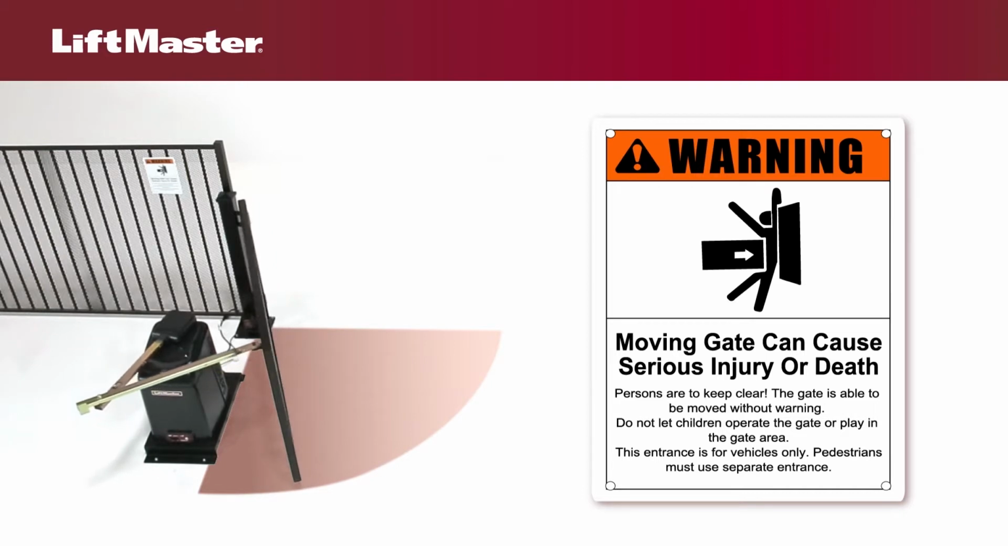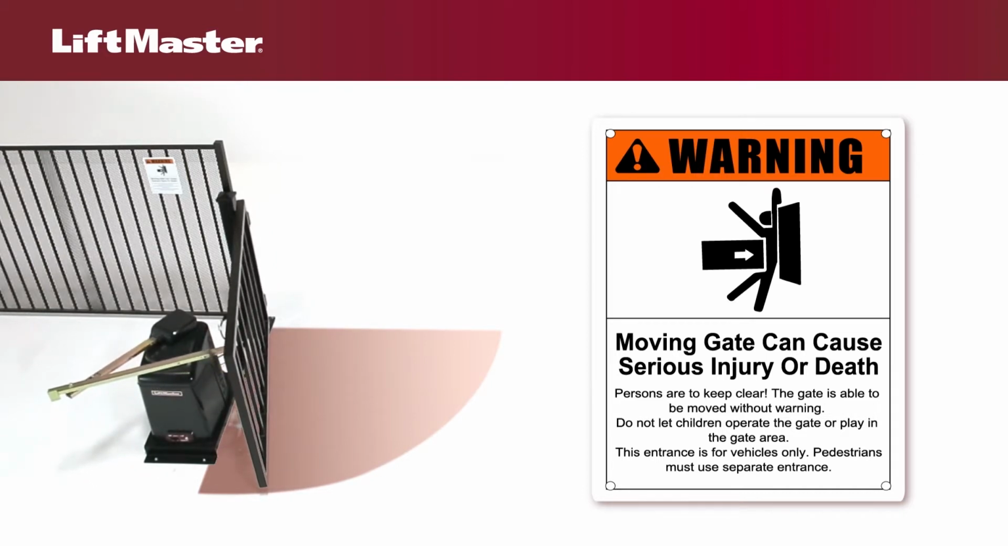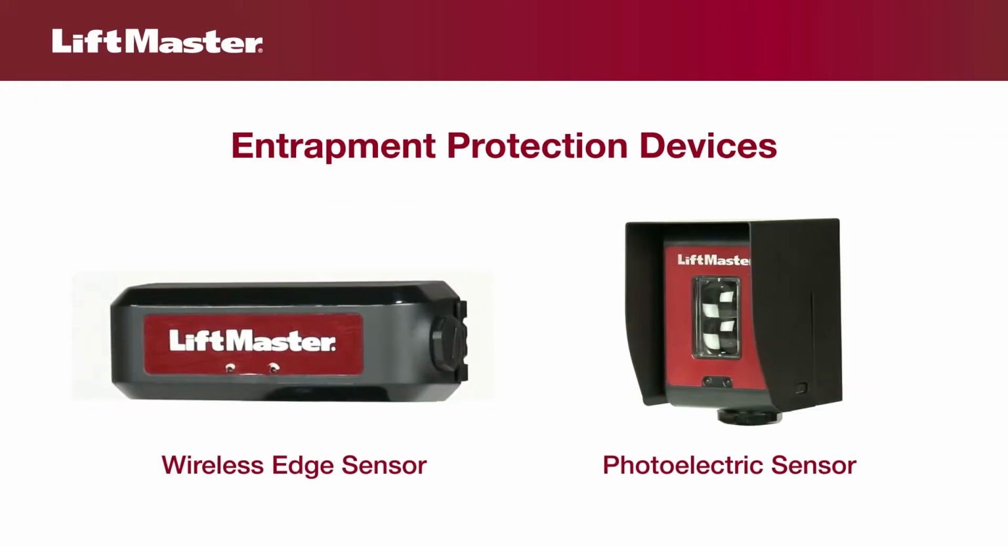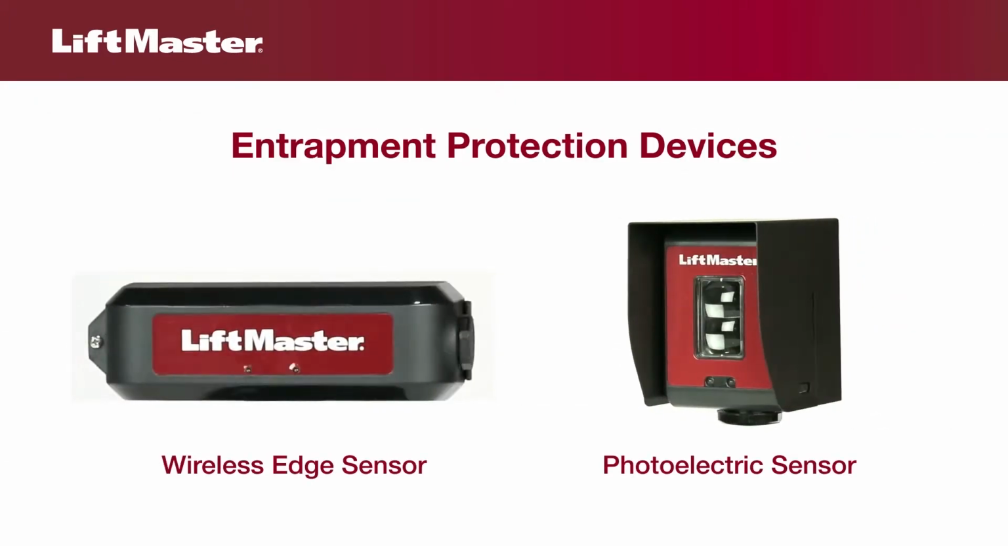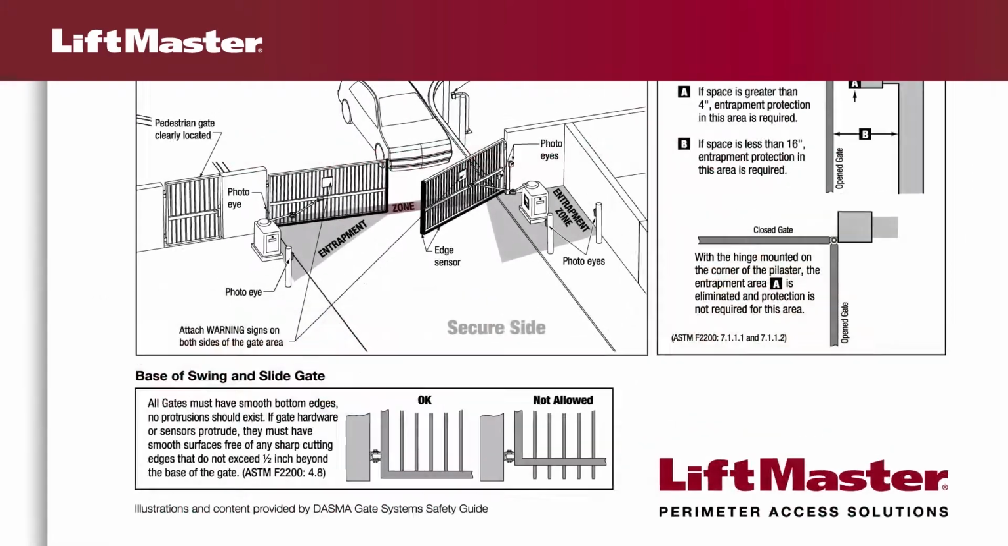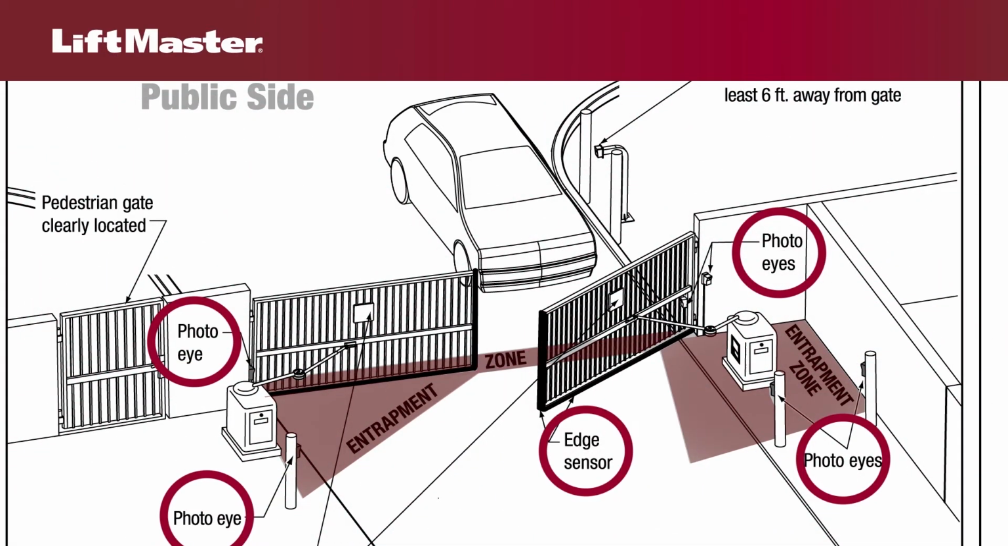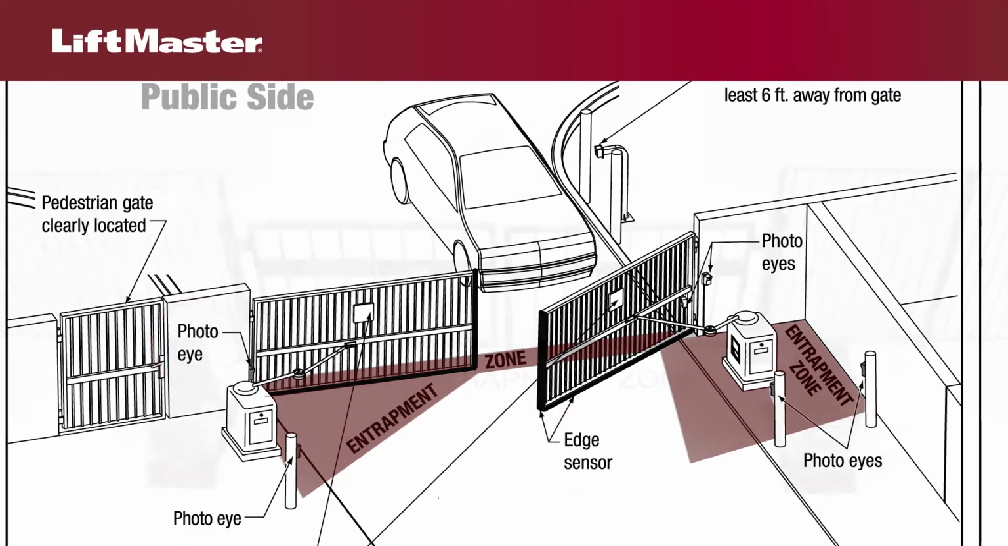Any location or point of contact where such an entrapment can occur is called an entrapment zone. LiftMaster offers a number of product options to protect against the dangers of entrapment. Let's look at the entrapment zones related to the open and close cycles of a swing gate, and then talk about the safety devices you need to install to protect those zones.